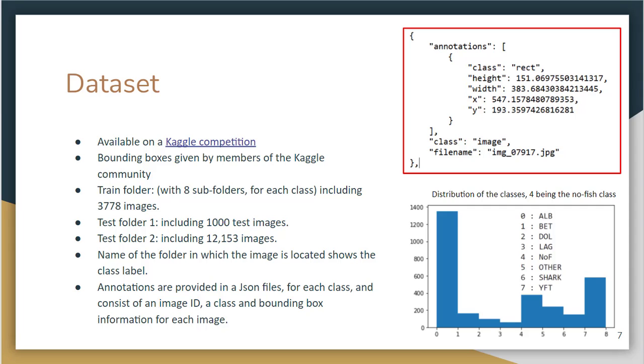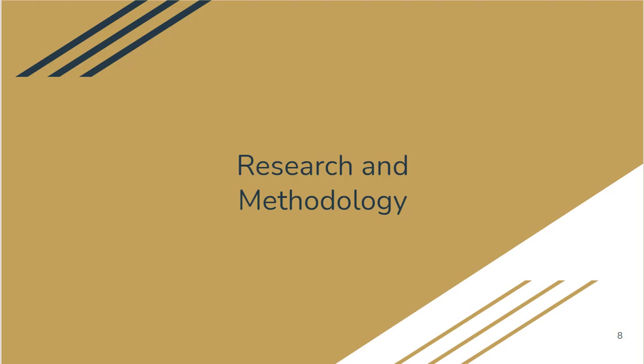The name of the folder in which the image is located shows the class label. Annotations are provided in a JSON file for each class and consist of an image ID, a class, and bounding box information for each image.